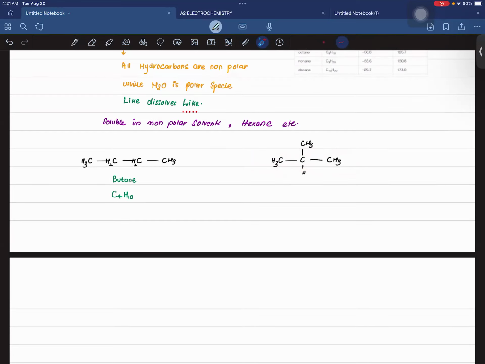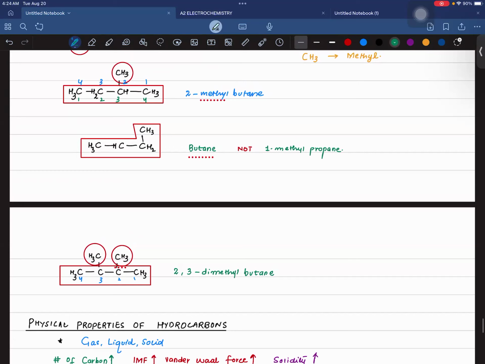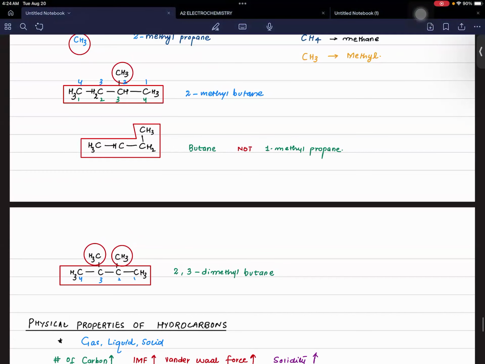Wait, let me write it down first. In the long chain I have 3 carbon atoms, right? And this is a branch. What's the position of the branch? It's 1, 2, and 3. So this is 2-methylpropane. Yes, according to the rule, it's methylpropane.